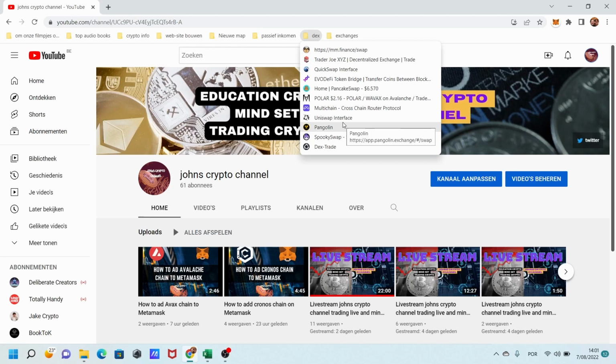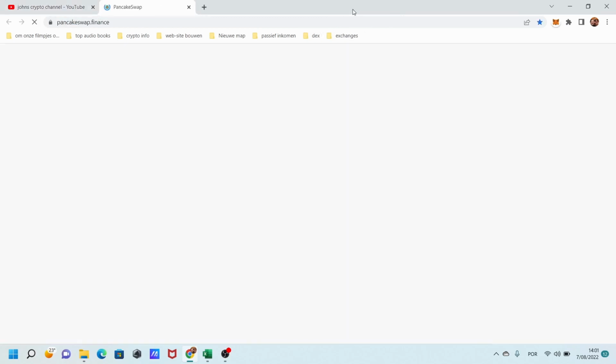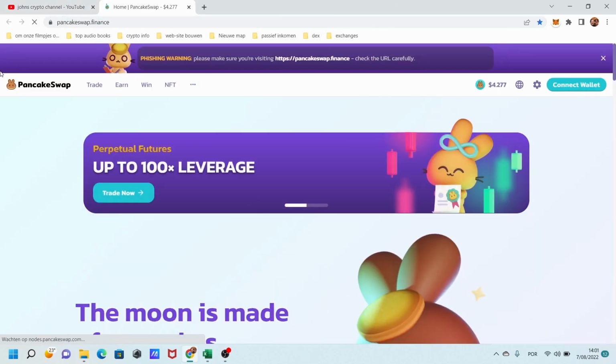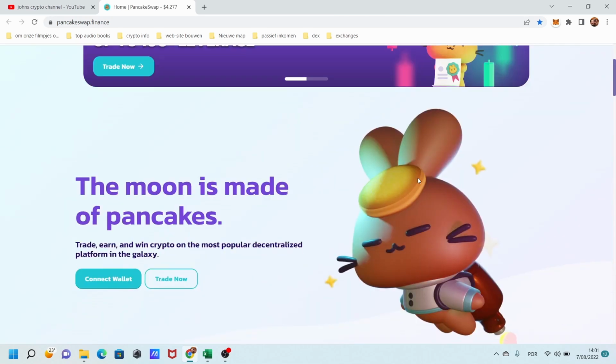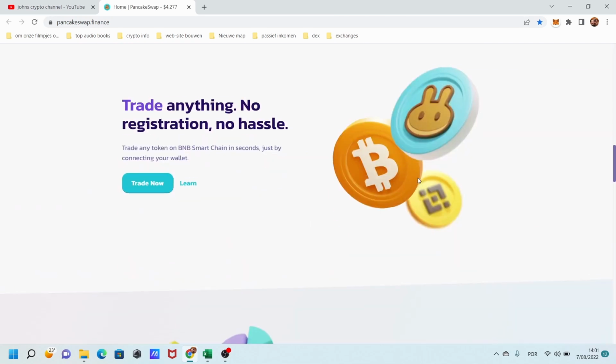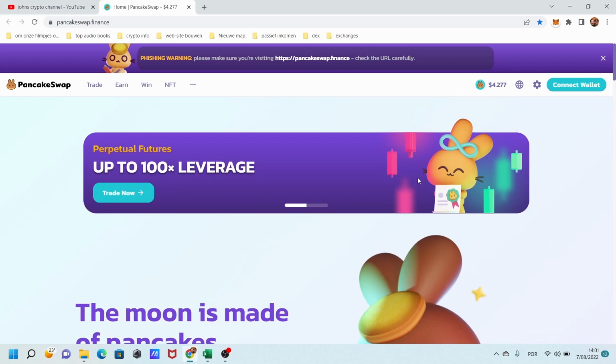First of all, what is a DEX? A DEX is a decentralized exchange. Like we have Binance, that's a centralized exchange, but a DEX is a decentralized exchange. So if you want a decentralized exchange from the Binance chain, one of them is PancakeSwap. PancakeSwap is a very easy one to use, and it's a trade that goes on without a centralized exchange.